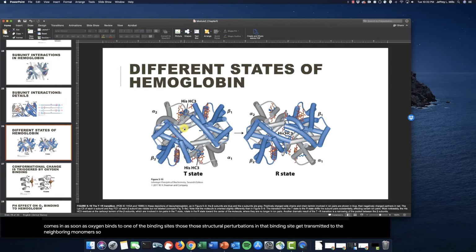So, for example, if we were to bind oxygen to the heme group in beta-1, beta-1 would change to the R state, and as it opens up, it would send those structural perturbations over to alpha-2 and alpha-1, which would also adopt the R state and make them more susceptible or more open to receiving an oxygen molecule. So as soon as oxygen binds to one site, the other 3 sites open up and become easier to access.